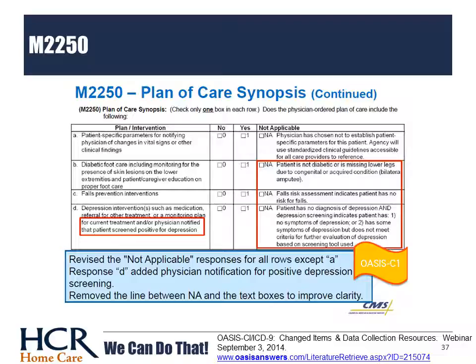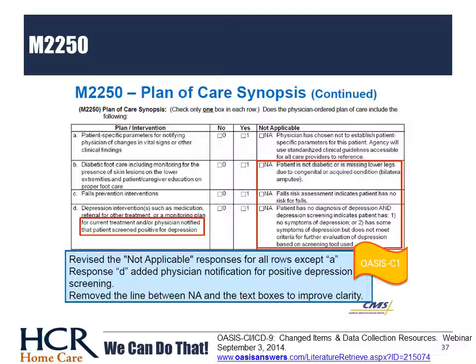But remember, again, 2250 is your plan of care synopsis item. This is where you're going to be indicating if your physician-ordered plan of care includes interventions for some of our best practice items, such as diabetic foot care, falls, depression, pain, etc. The items that have been mostly clarified are the NA options. So now you can see some clarification as well as just improving accuracy to the condition.